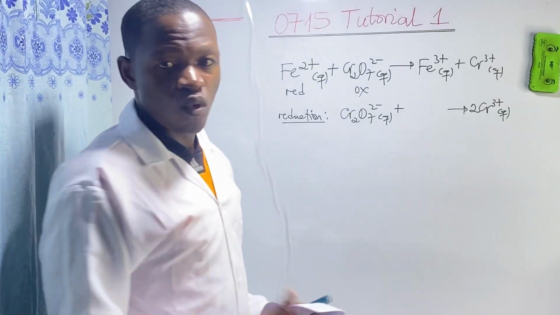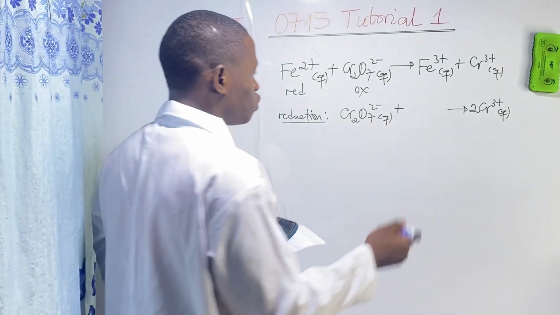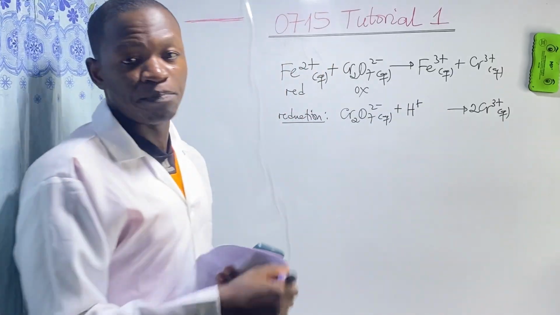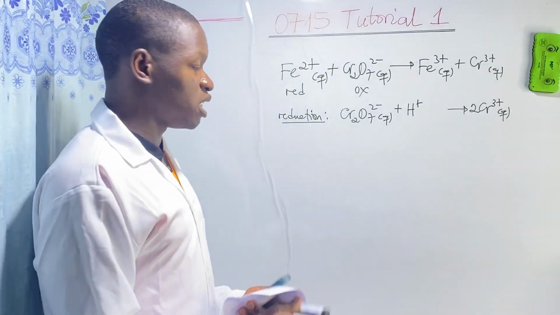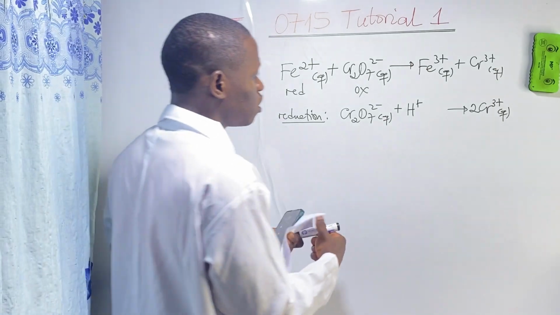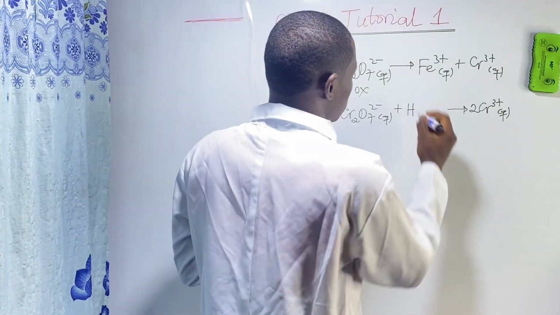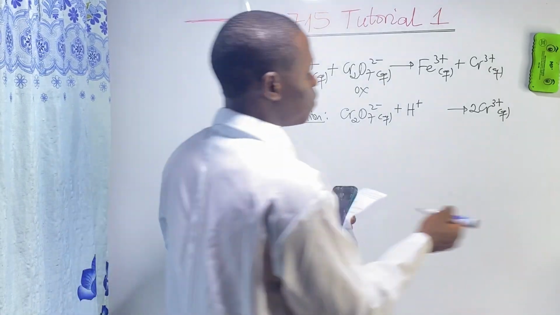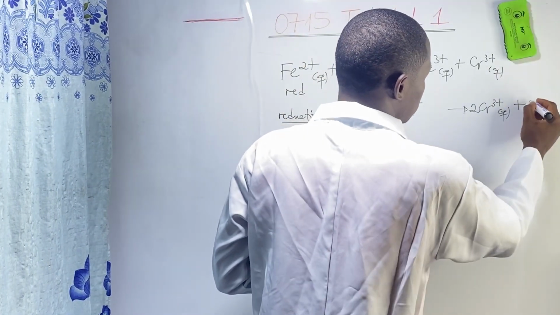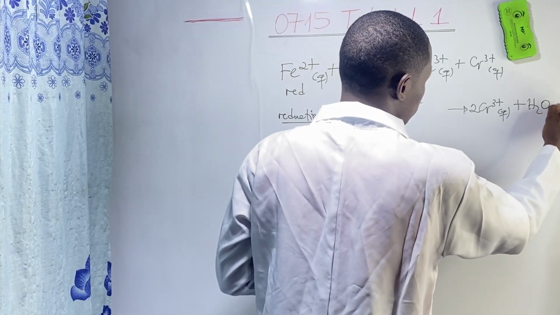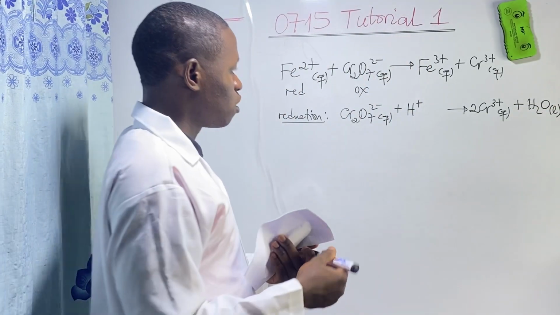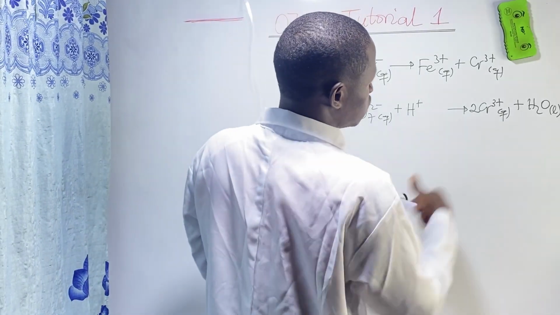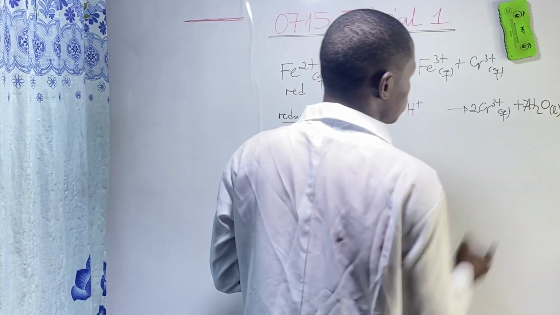Now dichromate works more in acid medium, so we are going to add acid. We are going to add H plus because dichromate is a powerful oxidant in acid medium. It's more aggressive in acid medium, so we have H plus. Now the H plus is going to be converted in the process to produce water. So here we are going to have water liquid. We balance the equation. Oxygen here is 7, oxygen here is 1, so here we put 7 like that.